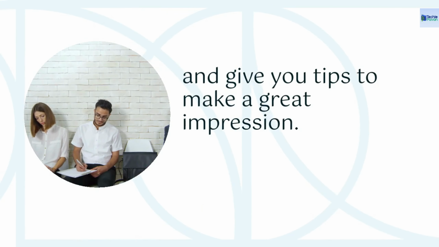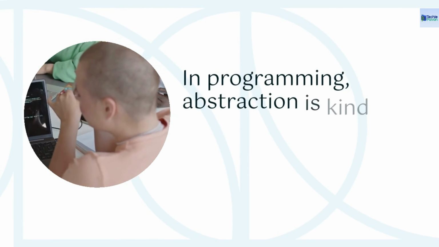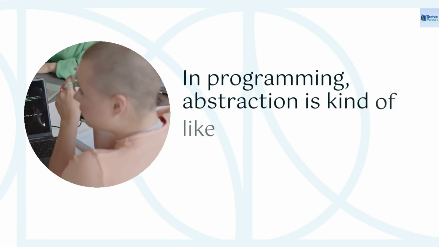Alright, imagine a car. When you look at it, you see one object that you can drive from place to place. You don't think about every tiny part inside, like the engine parts, the brake system, or the wiring. You just focus on the car as a whole and how to use it. In programming, abstraction is kind of like that. It's about using an object without getting lost in all the little details of how it works. Abstraction helps us manage complexity by focusing only on what's essential for us.